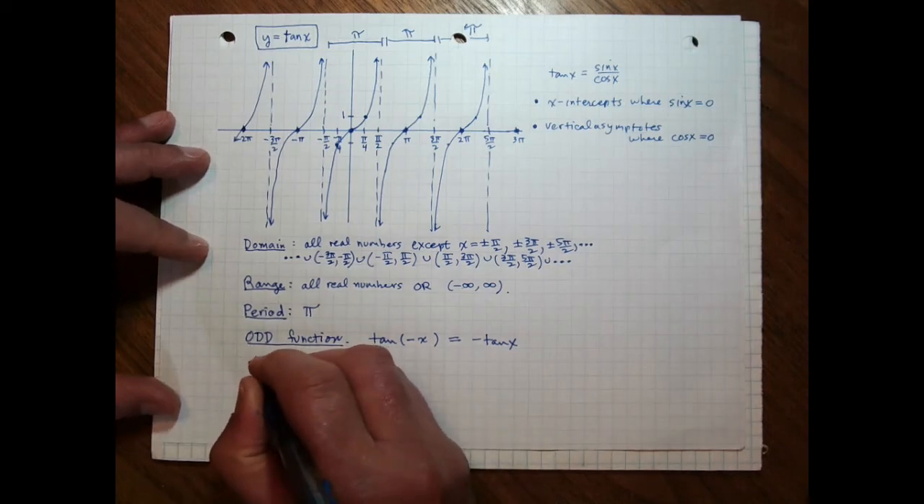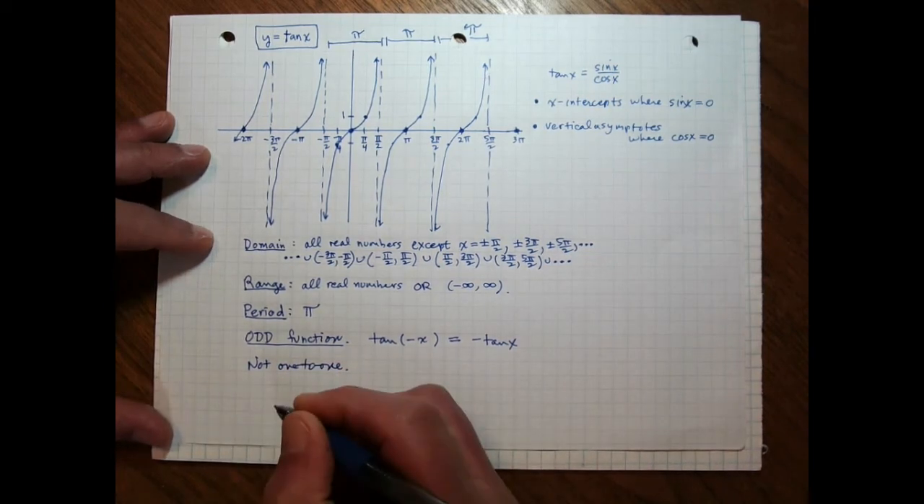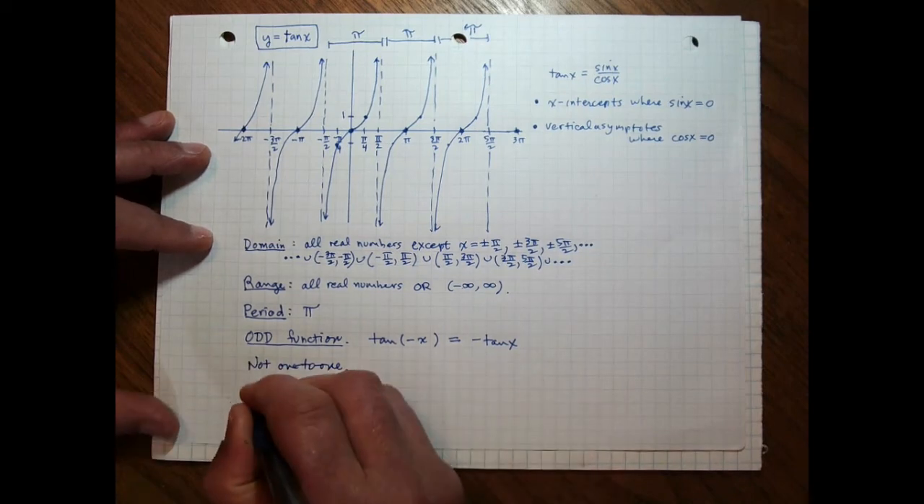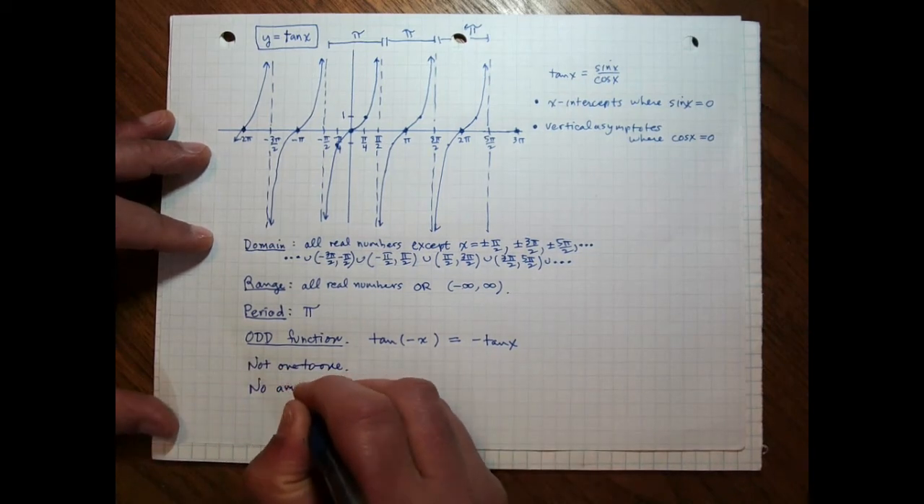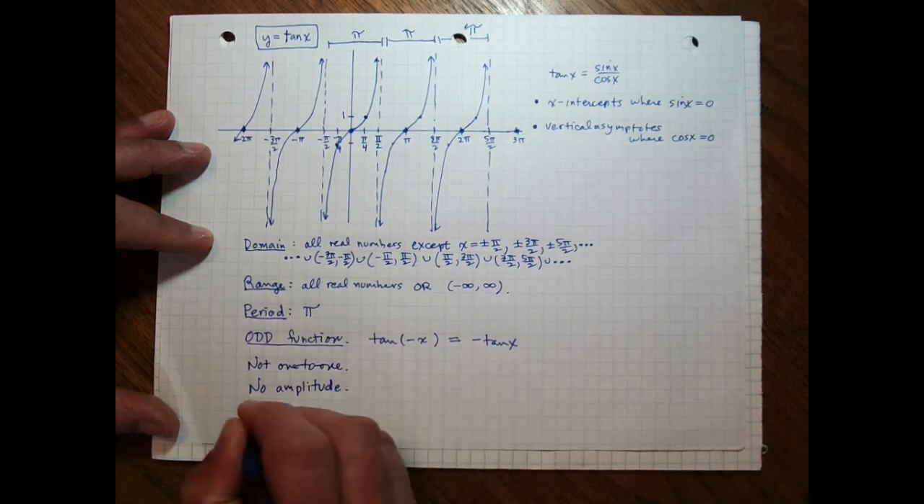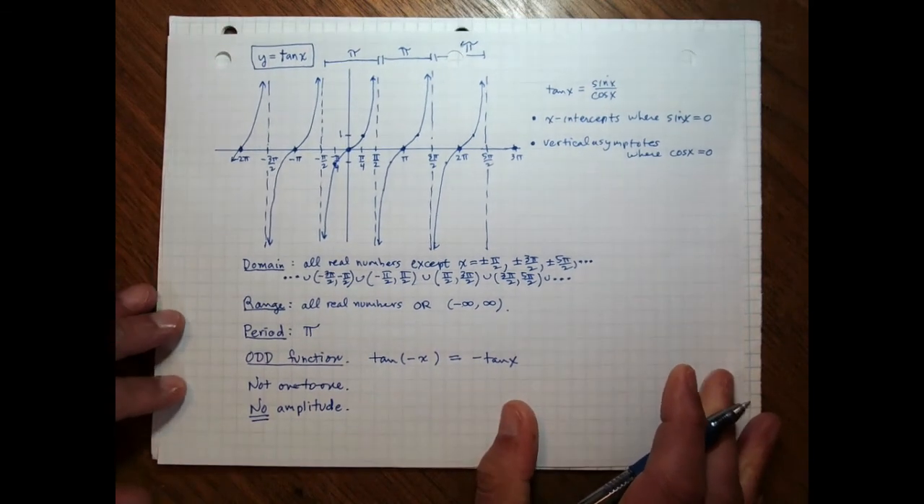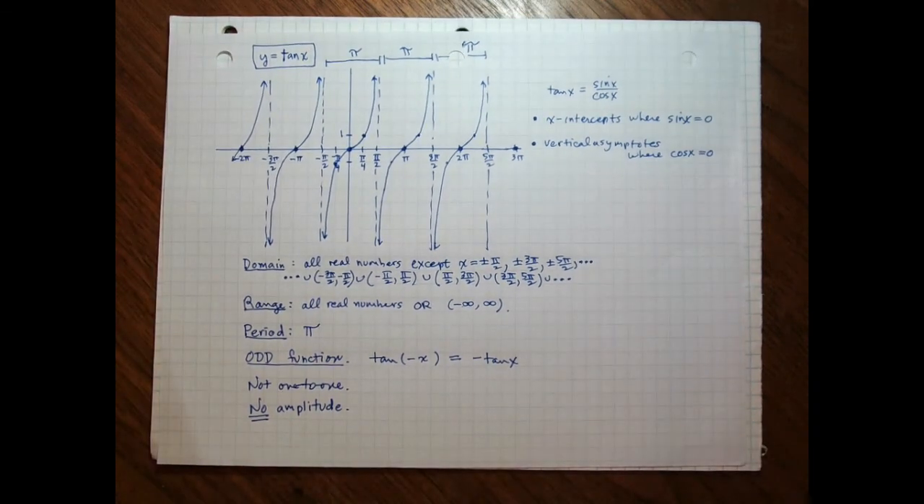Tangent is not one-to-one. And tangent has no amplitude. So we don't even bring it up, but I just thought that's worth mentioning. It makes no sense to talk about the amplitude of tangent. So there it is, our graph of tangent based on the sine and cosine functions, really based on the zeros, the x-intercepts, of sine and cosine.